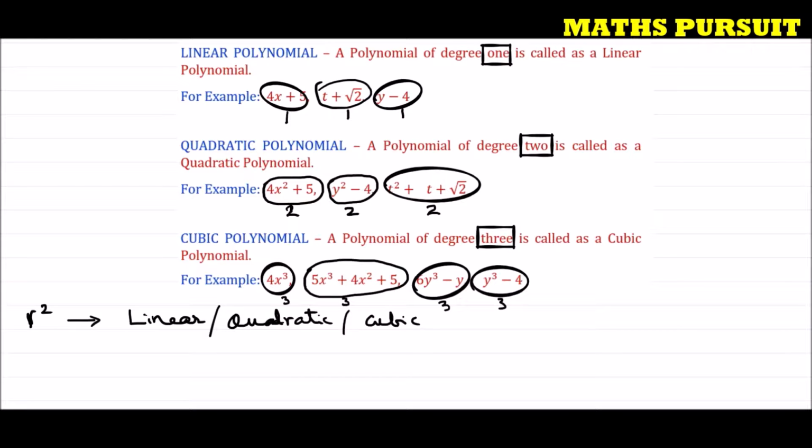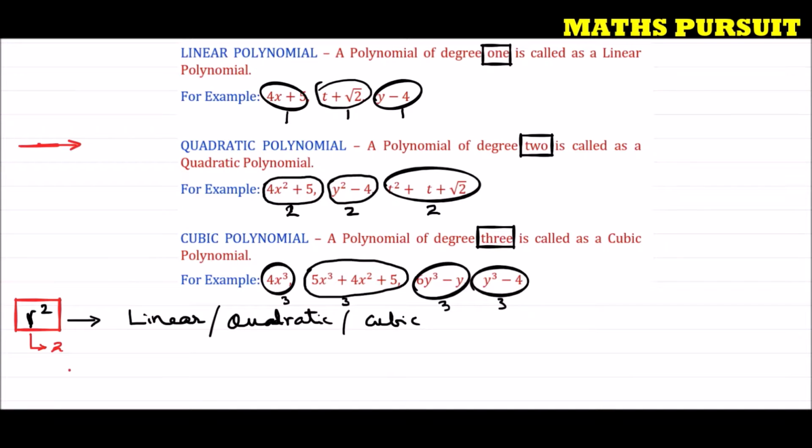Now guys, after understanding the definitions of linear, quadratic and cubic polynomials, let us identify which category r to the power 2 belongs to. If you look into the definition, the power of this variable r is 2. The highest power of this variable r is 2. That means it is a polynomial of degree 2, so it belongs to this category.